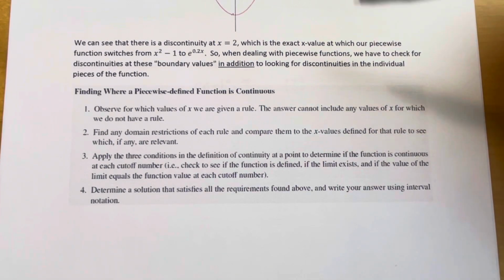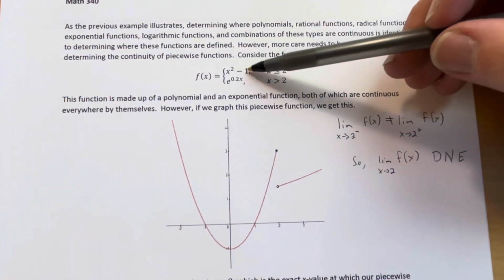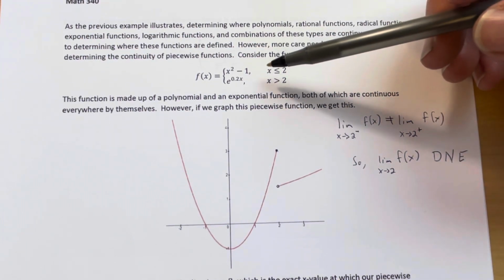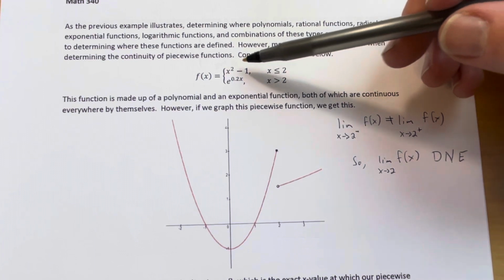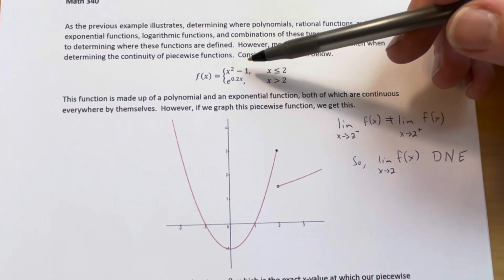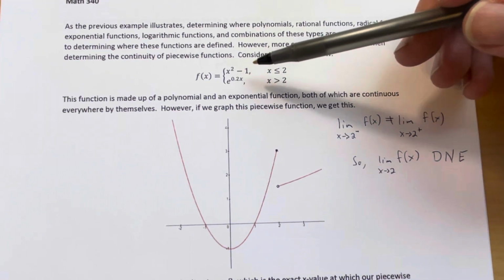Secondly, find any domain restrictions for each of those rules and compare them to the x values that are defined for that rule to see which, if any, are relevant. In my example up here, neither of these two functions by themselves had any domain restrictions, but suppose one of them did. Suppose this function up here was not defined for x equals 1 and x equals 5. Obviously that's not the case, but let's just pretend for a second.